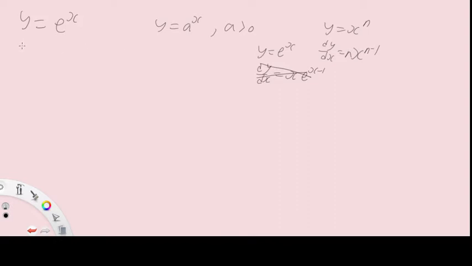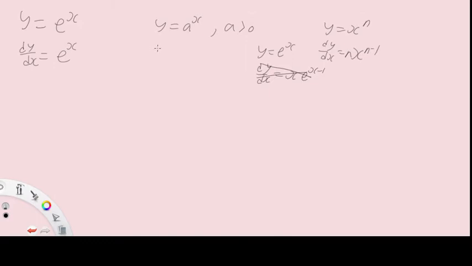So basically, for y equals e power of x, the derivative is like this. First, we put back the original function, e^x. Then, we differentiate the power. So x differentiated is 1, so 1 times e^x.